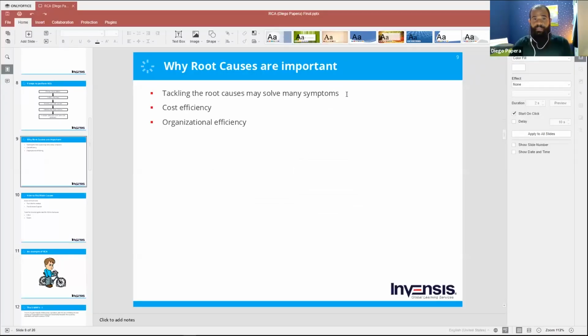So why is root cause analysis important? Well, first of all, we're trying to solve a problem, and solving problems is connected to organizational efficiency. Solving problems is connected to cost efficiency. And when we look at the root causes of a problem, we may also find out that this root cause solves many different problems.